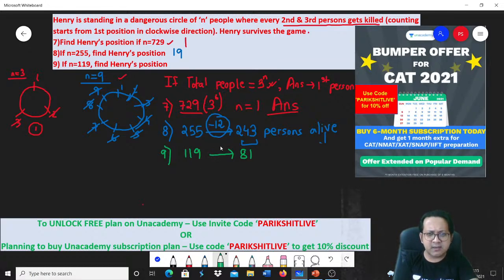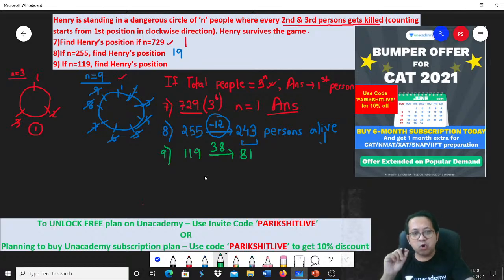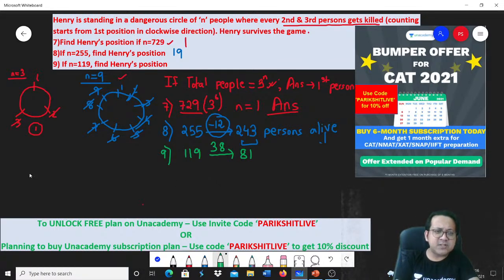119 minus 81. I would say 38, is it? Yeah, 38. 9 minus 8 is 1 and 11 minus 3 is 8. So you got to kill a total of 38 people. So how many people should be there such that 38 people get killed? Like the previous one, you can again do.